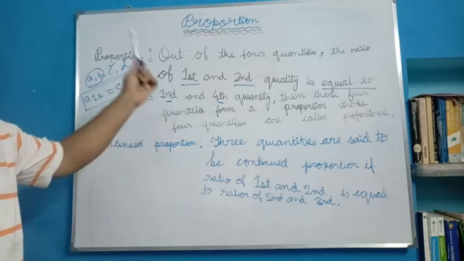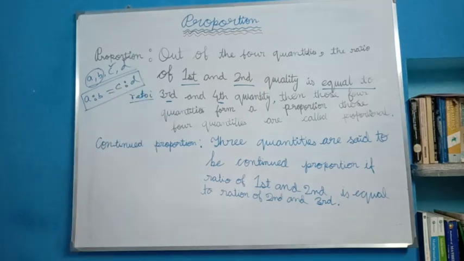Okay. If A, B, C, D are four quantities given, and the ratio of first and second is equal to the ratio of second and third, then we conclude that A, B, C, D are in proportion.